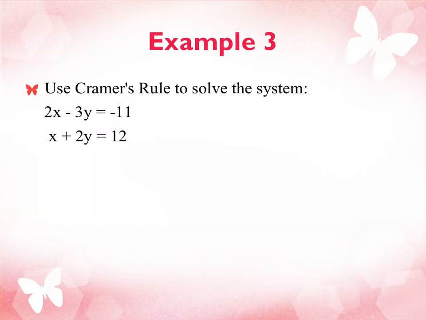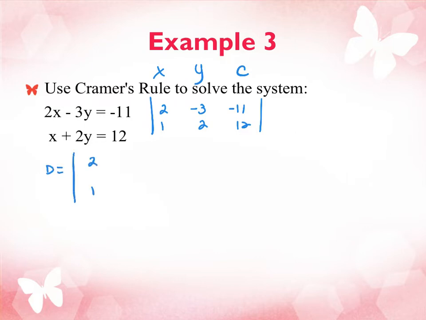All right, let's look at this. Directions say use Cramer's Rule to solve this system. First thing I'm going to do is rewrite this in matrix form. So this is 2, -3, -11, 1, 2, 12. These are my x's, my y's, and my constants. So when I want to find d, I do the x's and the y's: 2, 1, -3, 2.